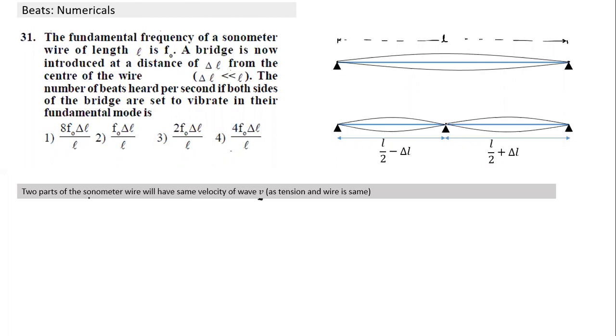Now the bridge is introduced something like this. So this bridge here is not exactly at the center. This is slightly left of the center. Had it been placed exactly at the center, this part would have been L by 2 and this also L by 2. So the length L would have got divided into two equal parts. And you notice here, if the wavelength was lambda here, this would have become lambda by 2, this also lambda by 2, the wavelength would become half and frequency would have become double. But since it is not placed exactly at the center, I can write this length is equal to L by 2 minus delta L, and this is L by 2 plus delta L, at a distance delta L from the center of the wire.